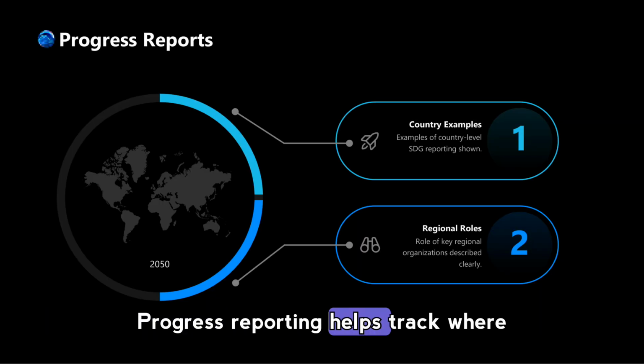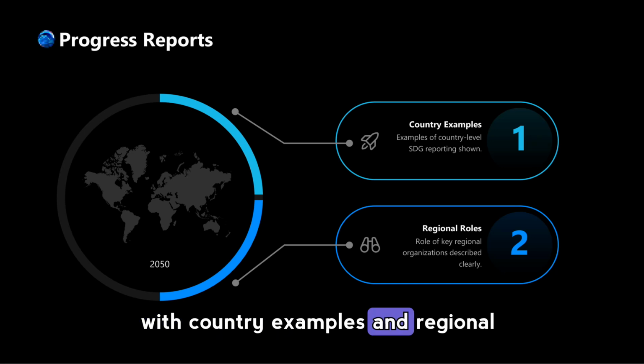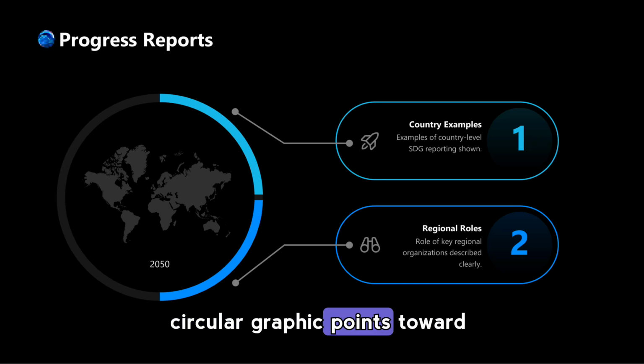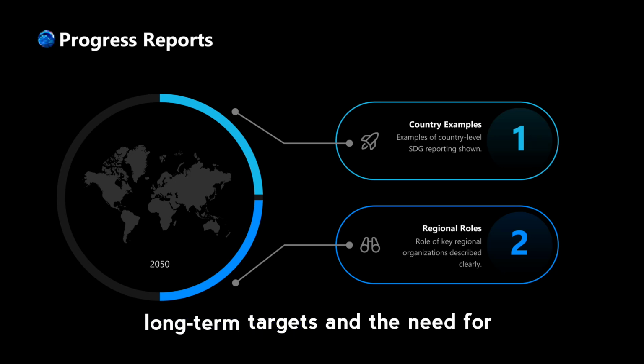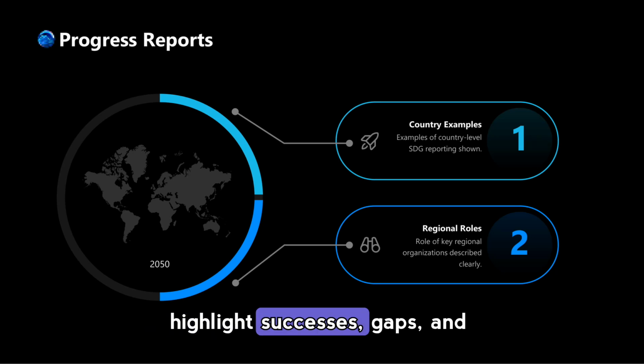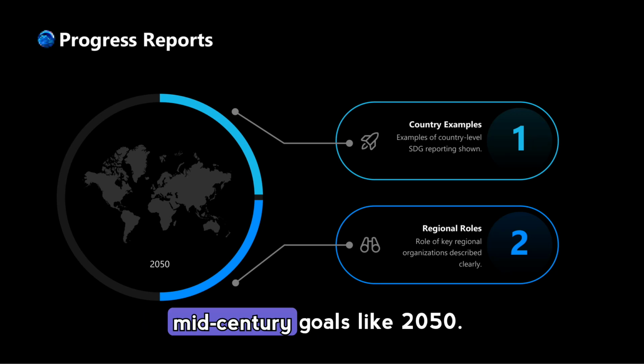Progress reporting helps track where we are and where we need to go, with country examples and regional roles showing varied pathways. The circular graphic points toward long-term targets and the need for transparent reporting systems that highlight successes, gaps, and lessons learned as we move toward mid-century goals like 2050.